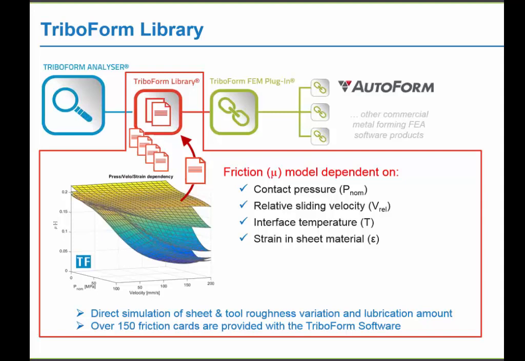And as I mentioned, the TriboForm Analyzer is provided with a default TriboForm library, which consists of 150 friction cards, so 150 different sheet metal combinations. And we also provide the possibility to provide customized TriboForm libraries. So if you have a specific metal, sheet material, specific tooling, or a specific lubricant, then we can analyze this tribology system. We can generate a TriboForm library for you. You can open this TriboForm library in the TriboForm Analyzer and export your results to AutoForm, for example.